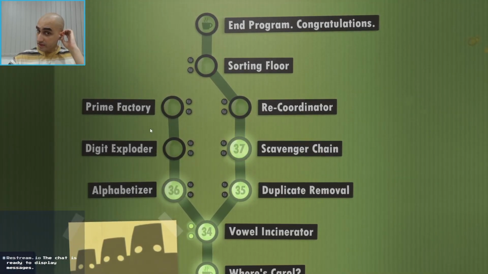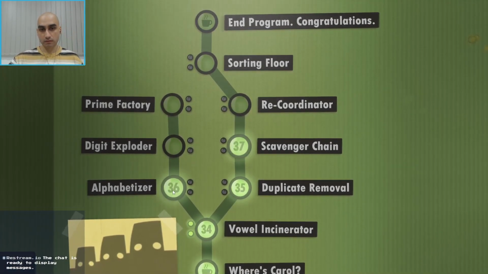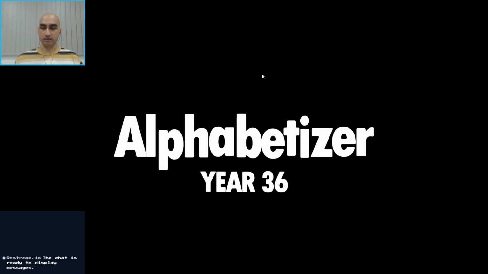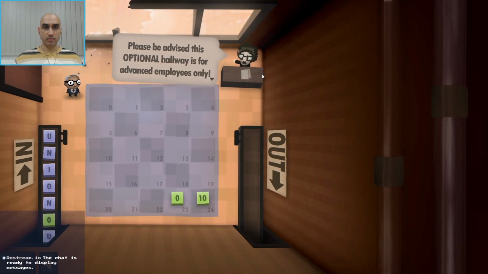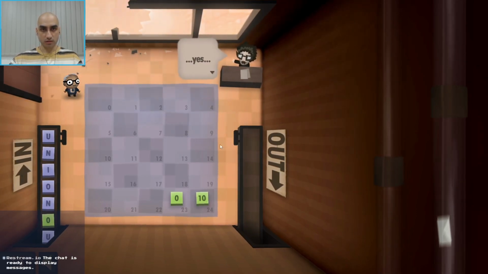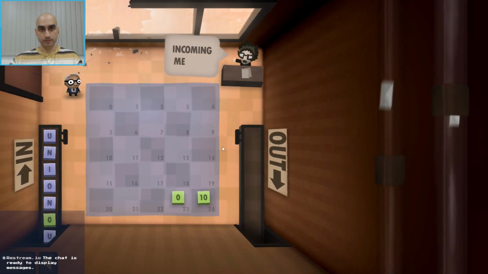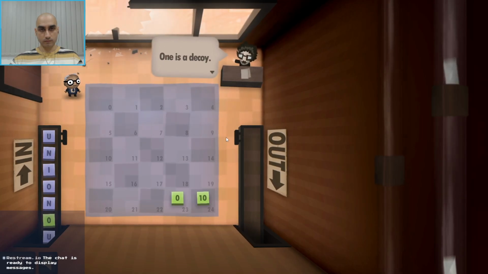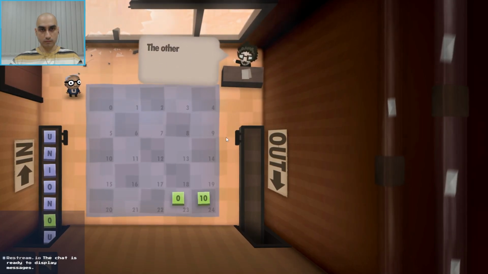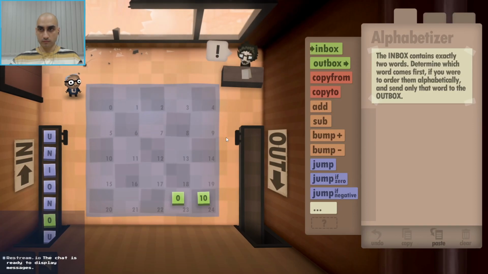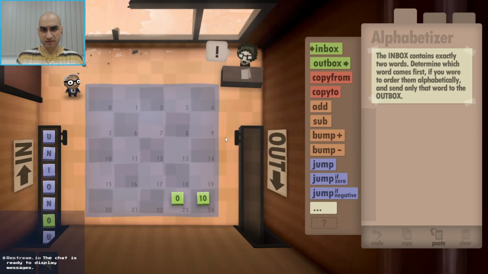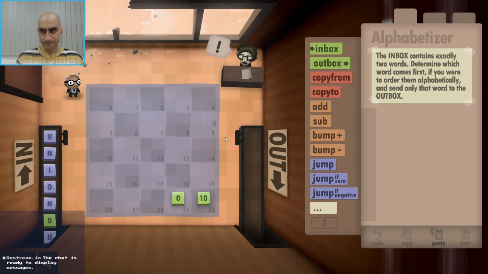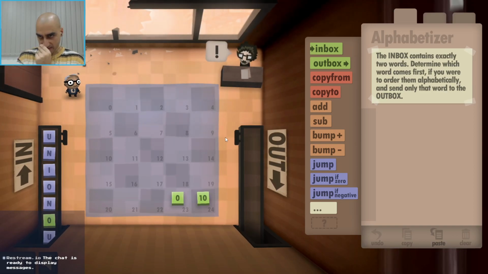Alright, we're on 36. Alphabetizer. So we're now working with strings. The inbox contains exactly 2 words. Determine which word comes first if you were to order them alphabetically and send only that word to the outbox. What the heck?